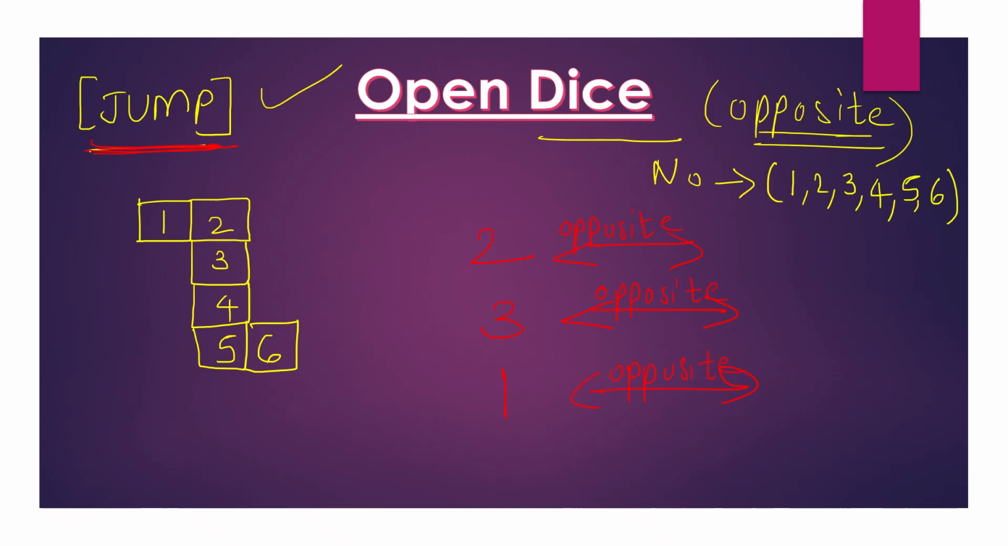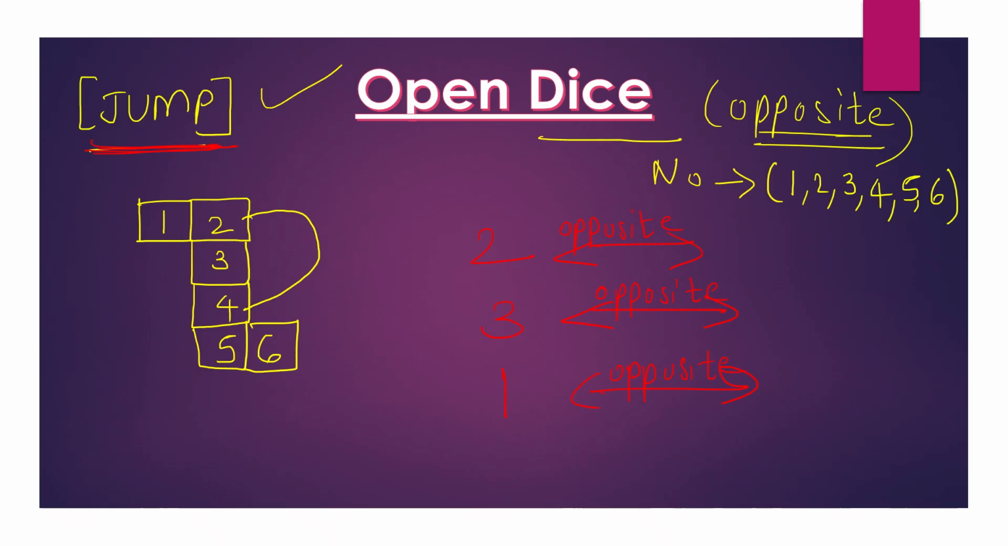So they will ask the opposite. First, tell me, what is the opposite of 2? You need to jump. Jump and reach till 4. That is the opposite of 2. Skip one block and jump. So that becomes the opposite. That's it.